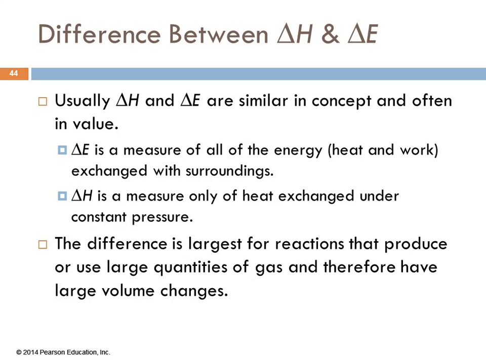So delta H and delta E are very similar in concept, and they are often similar in value, but they are not the same thing. Delta E is a measure of all the energy, both heat and work, that is exchanged with the surroundings. Delta H is a measure only of heat exchanged under constant pressure. So most of the time the difference between them doesn't really matter. But the difference is biggest for reactions that produce or use large quantities of gas, because those sorts of reactions end up having large volume changes, and that can be a problem.